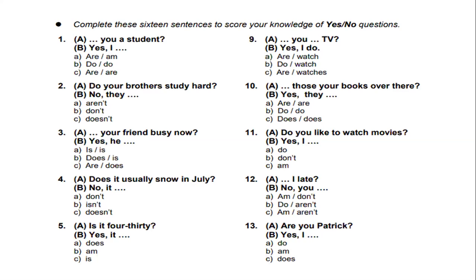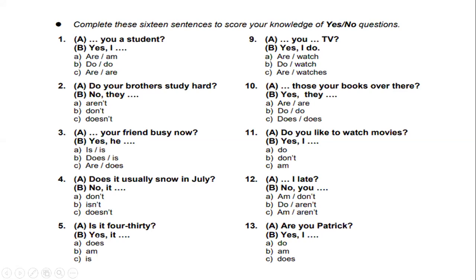It doesn't. No, it doesn't, ¿verdad? Entonces sería como estamos utilizando does como auxiliar en la pregunta, en la respuesta corta me queda does, pero como es negativo, le agregamos la negación, ¿verdad? No, it doesn't. Okay, letter C.